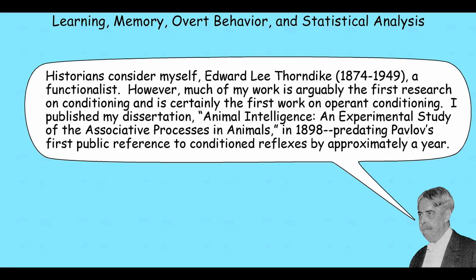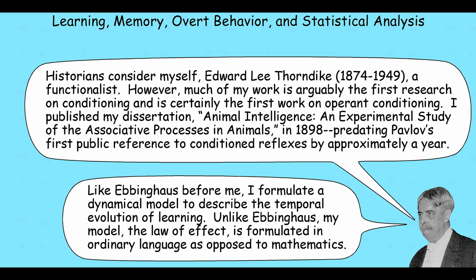Though historians consider Edward Lee Thorndike a functionalist, his work is arguably the first research on conditioning, and is certainly the first work on operant conditioning. He publishes his dissertation, Animal Intelligence, an experimental study of the associative process in animals, in 1898, predating Pavlov's first public reference to conditioned reflexes by approximately a year.